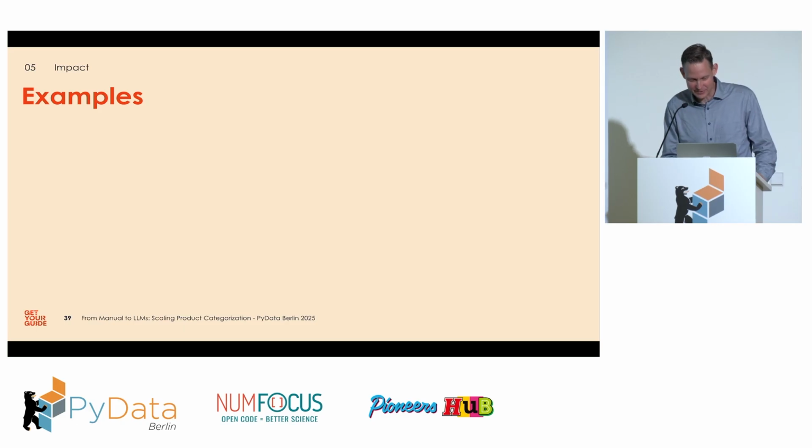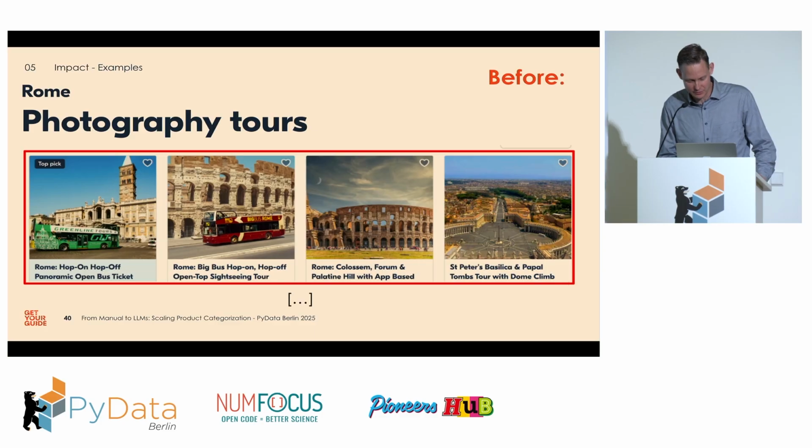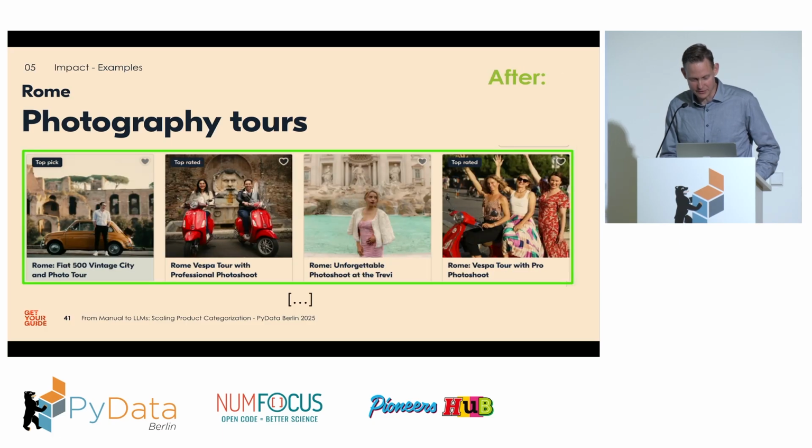So let's first look at some examples, coming back to the Rome photography first. This is how it looked before the LLM approach. It's a selected example, so not everything looked that bad before. For example, it's not really photo-related. The first result, maybe this panoramic open bus, can be good for taking pictures, but not really very good. And this is how it looked afterwards. Now everything in the first result is photo-related. So that's a very good example.